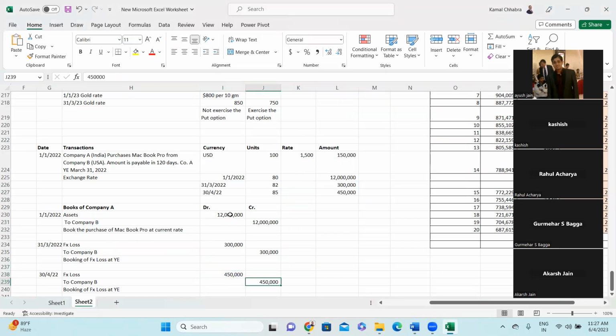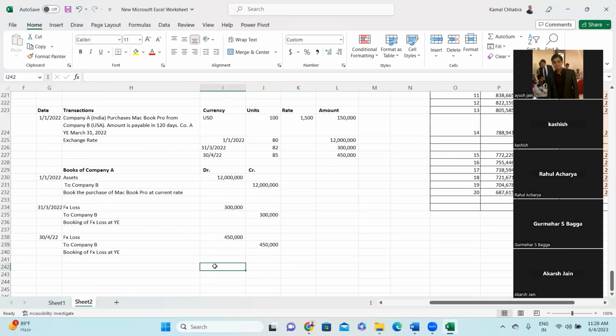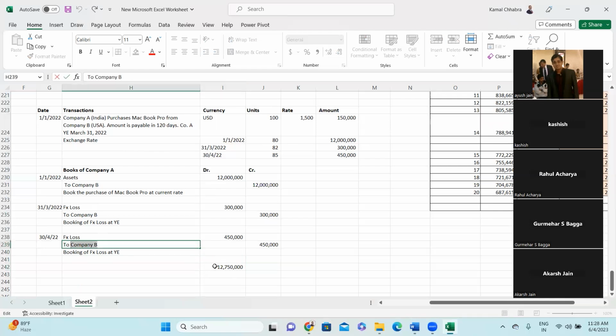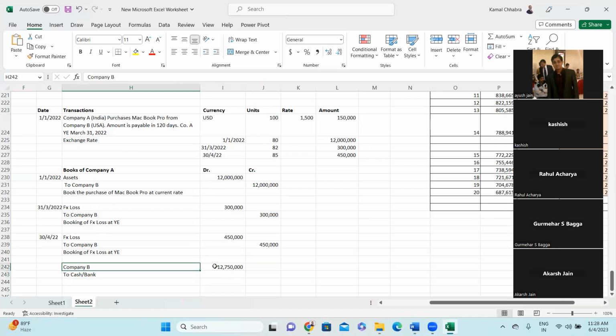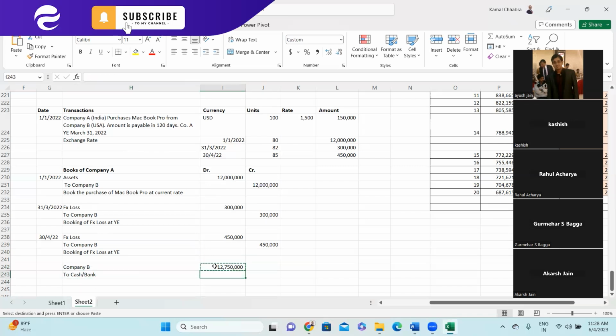Okay. Right, and now in company B account, what is the total credit? What is the total credit? 1275. Right, this much is payable to company B. This much you will be paying to company B.